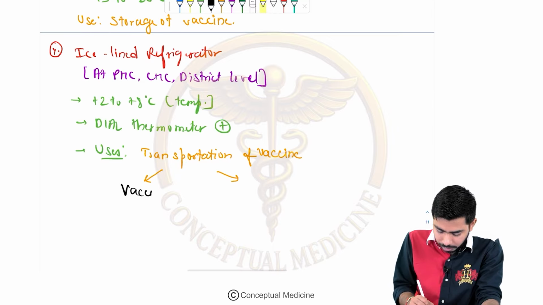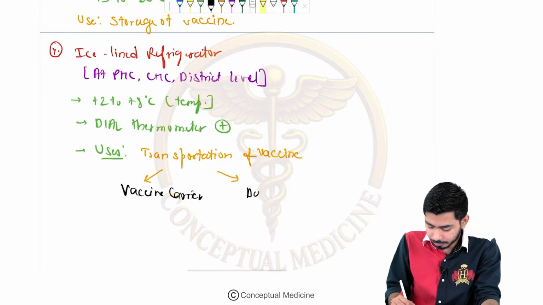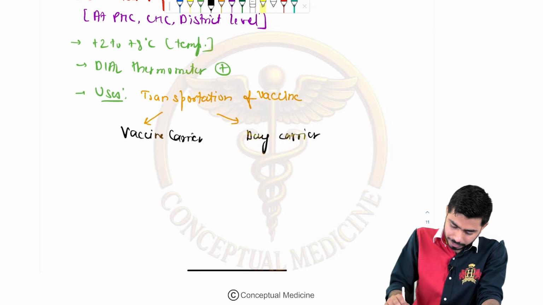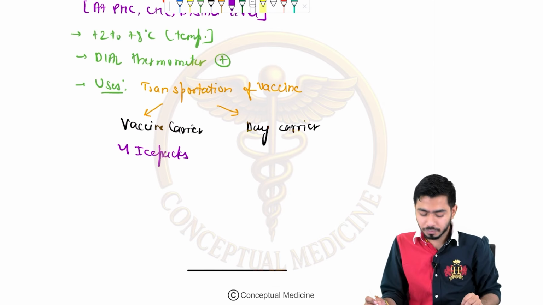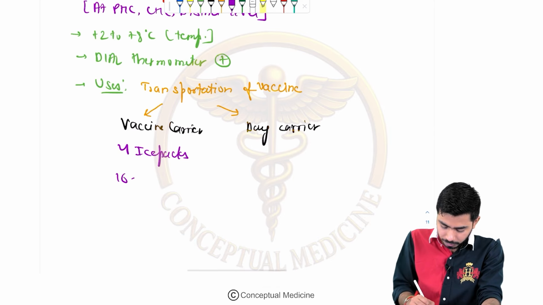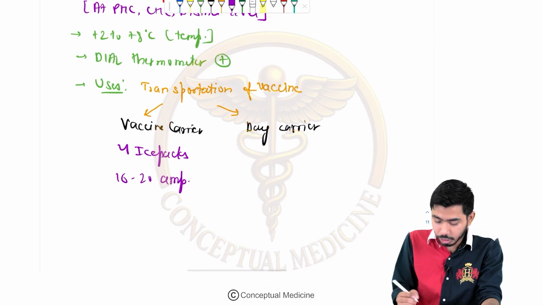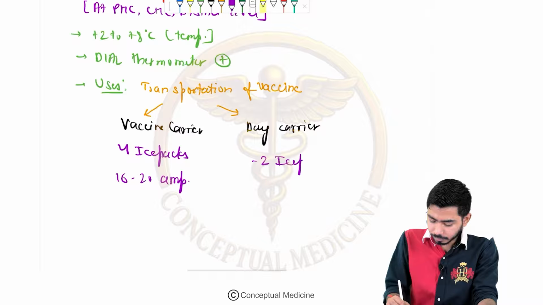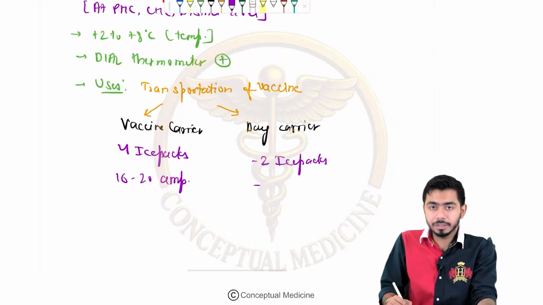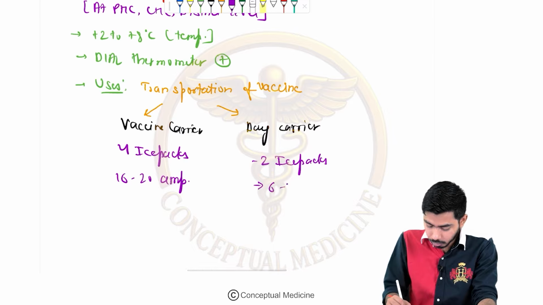One is the vaccine carrier, and another one is the day carrier. For the vaccine carrier, we are using 4 ice packs, and here we are storing 16 to 20 ampules. If we talk about the day carrier, here we are using 2 ice packs, and here 6 to 8 ampules might be stored.